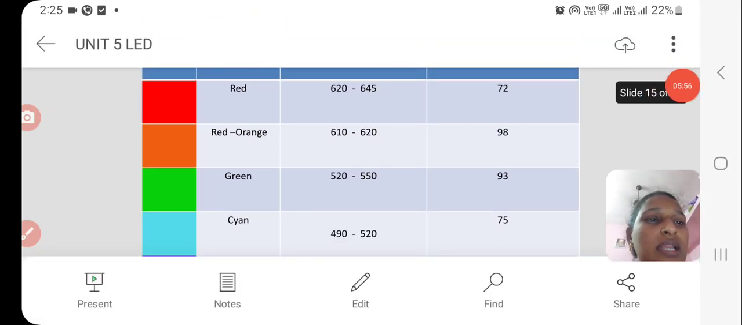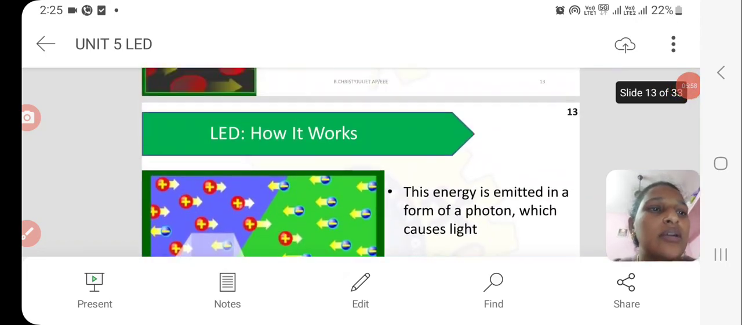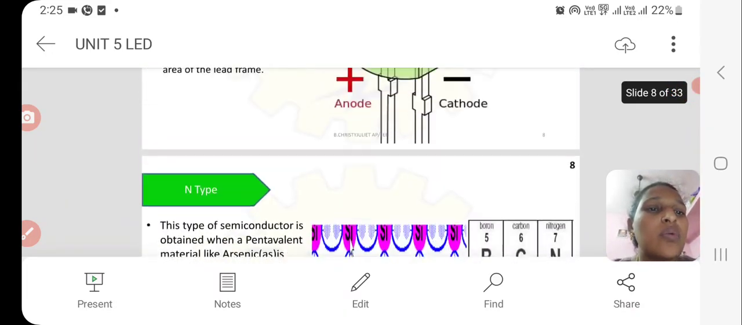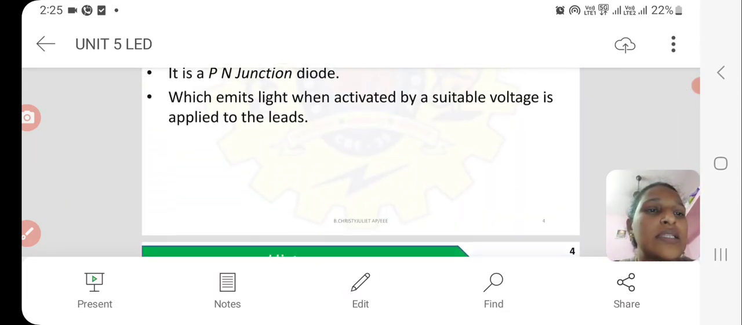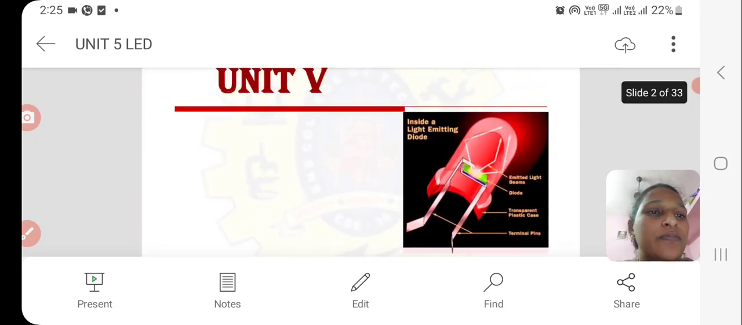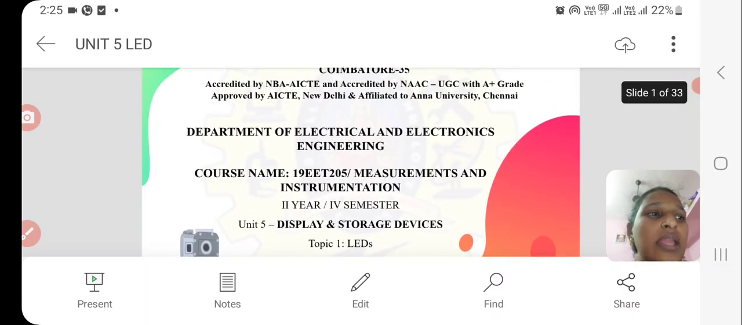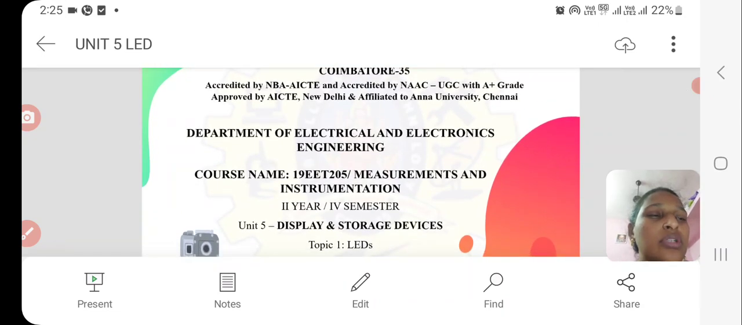So in today's class we have discussed the construction of LEDs and how they work. In the next video we will see the types of LEDs.